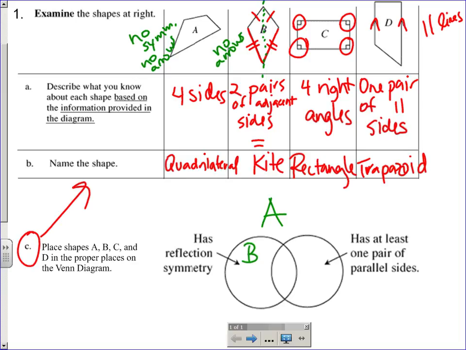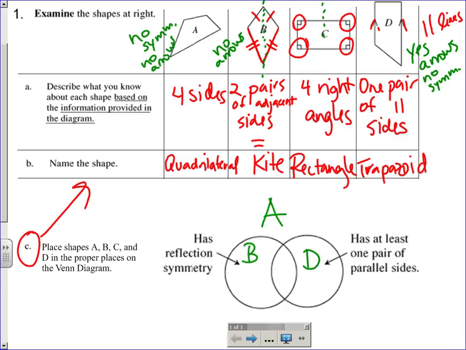I'm going to skip to D and come back to C. D, yes, arrows. But I can't draw my line here. I can't draw it here. There's no reflection symmetry in this trapezoid. I'm going to erase those green lines. So it just has one pair of parallel sides. D goes here.